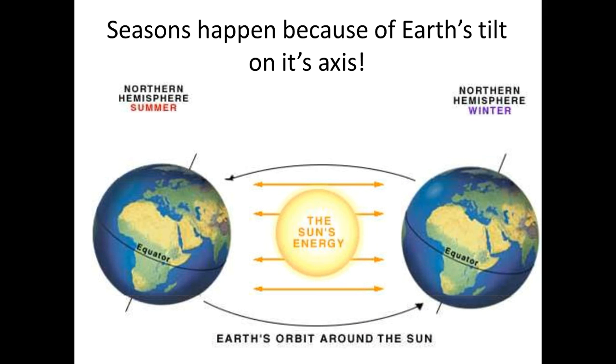Alright, then we look at how the seasons form. It's because of the Earth's tilt on its own axis. As it rotates on its own axis, it is tilted about 23 degrees. So when the northern hemisphere is tilted towards the sun, we get summer. When the northern hemisphere is tilted away from the sun, we get winter. The same is true, but in the opposite way, for the southern hemisphere.